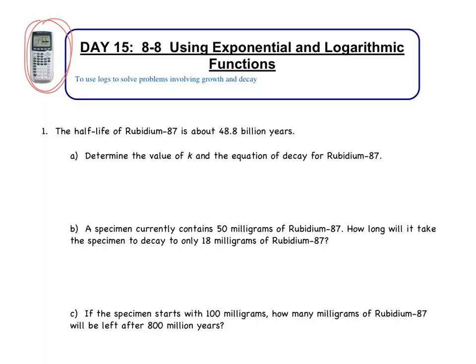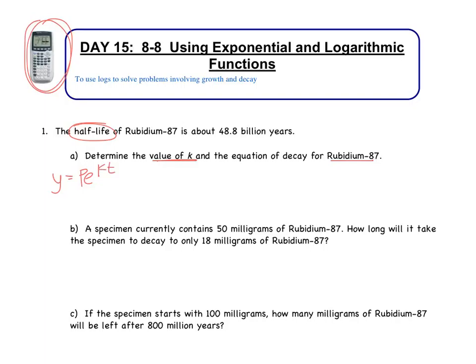A. Determine the value of k and the equation of decay for rubidium-87. So the first thing that we need to determine is which equation are we using? Is this a continuous decay or is it non-continuous? Well, we're told to determine k, and we're also talking about half-life. If we have this element rubidium, it's going to be decaying constantly, not decaying after a certain amount of time. So this is the continuous equation.